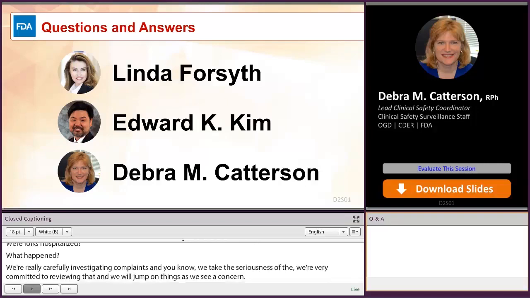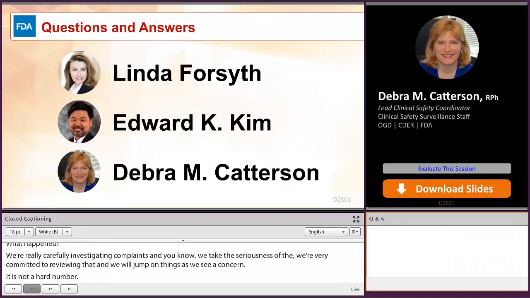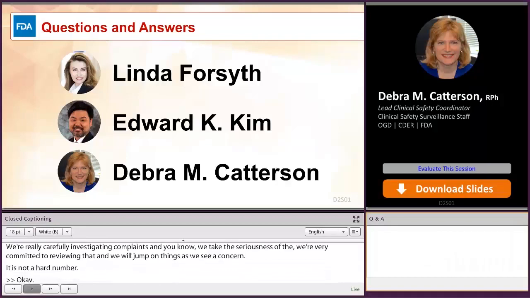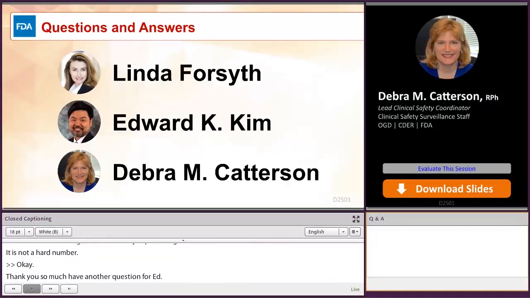Okay, thank you so much, Deborah. We have another question for Ed, and I'm not sure exactly how it was written, but hopefully this will be clear. The questioner wants to know how adverse events reporting differs between generic and brand drugs, and what systems are in place to ensure that FDA is collecting the most accurate information for both, so they make a good decision.